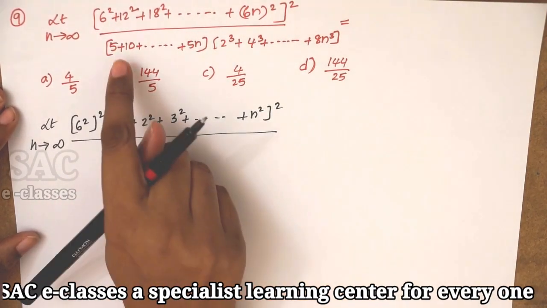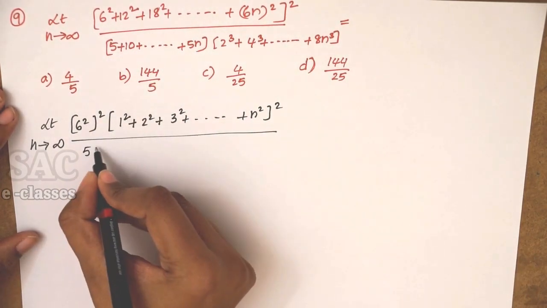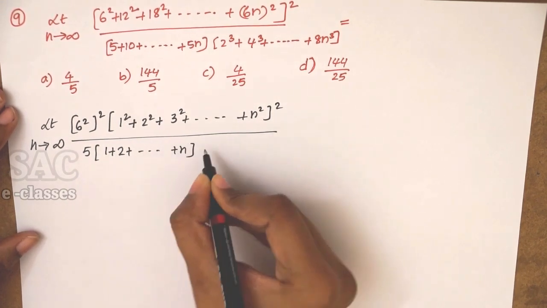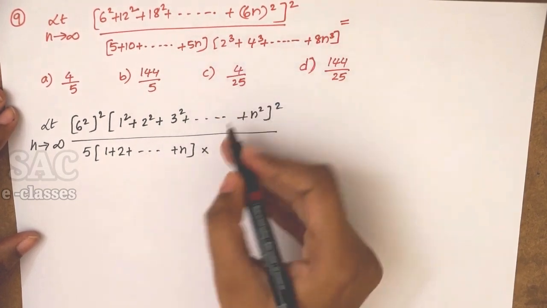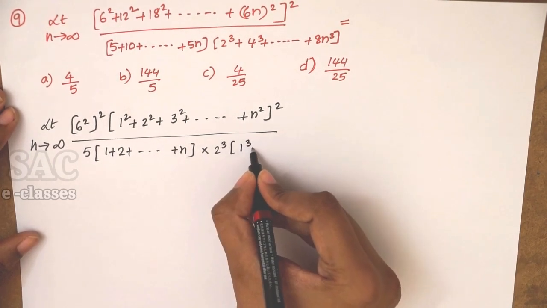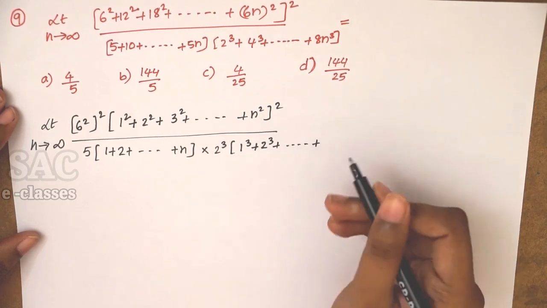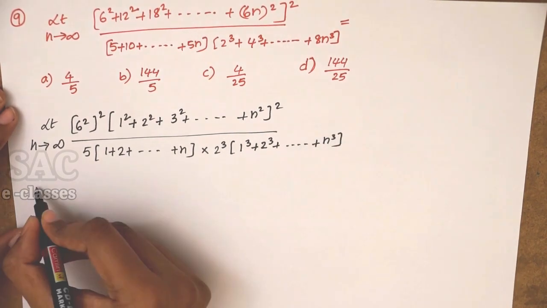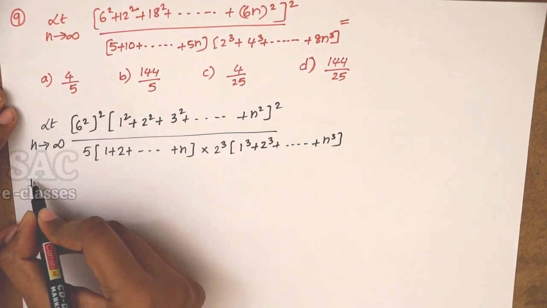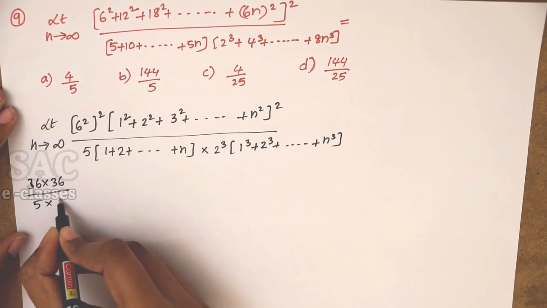Whole by, from the denominator, if you observe, this is a multiple of 5. So take out 5 common: 1 plus 2 plus and so on plus n. In the same manner, from here 2 cube is common. After taking 2 cube out, you may get 1 cube plus 2 cube plus and so on plus n cube. Now 6 square and square will become 6 power 4. 36 into 36 by 5 into 8.